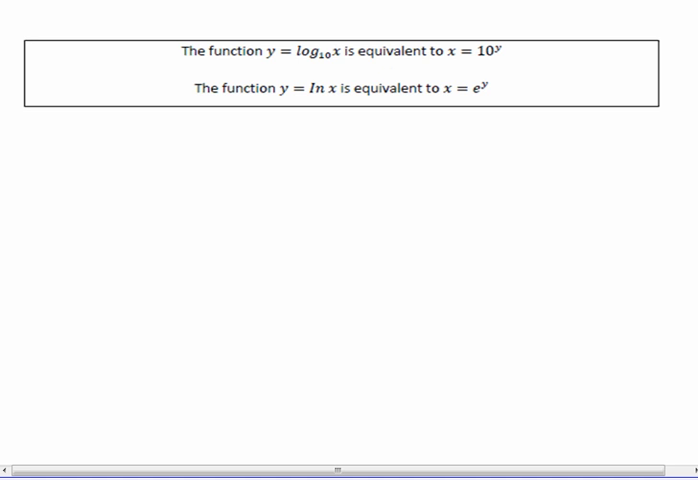Okay, so here are the formulas. The function log x, if there's no base written, we always assume it's 10, is equivalent to 10 to the power of y equals x. So inside is the answer, y would be the exponent. And if we have natural log, what's the base of a natural log? E. It's a little e. So my base would be e to the power of y equals x. The inside of the log is the answer. This is the base, and this would be your exponent.